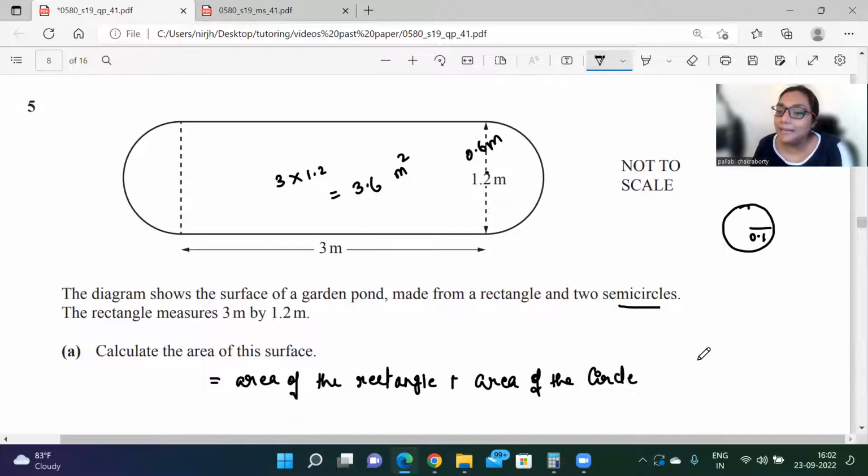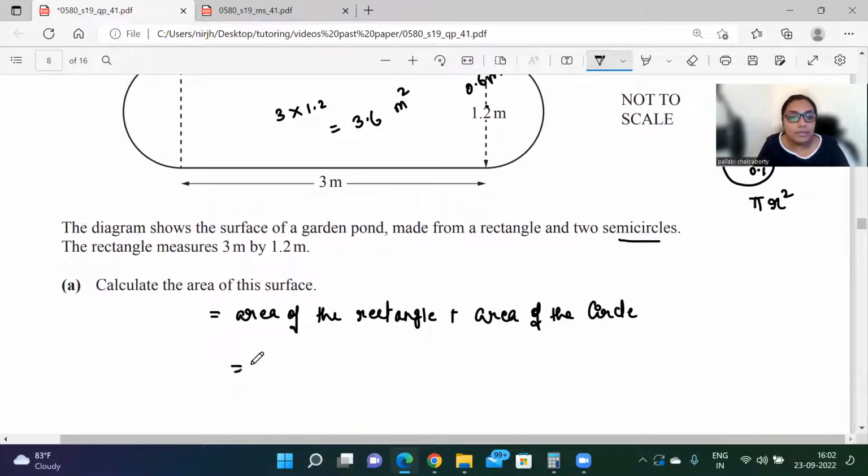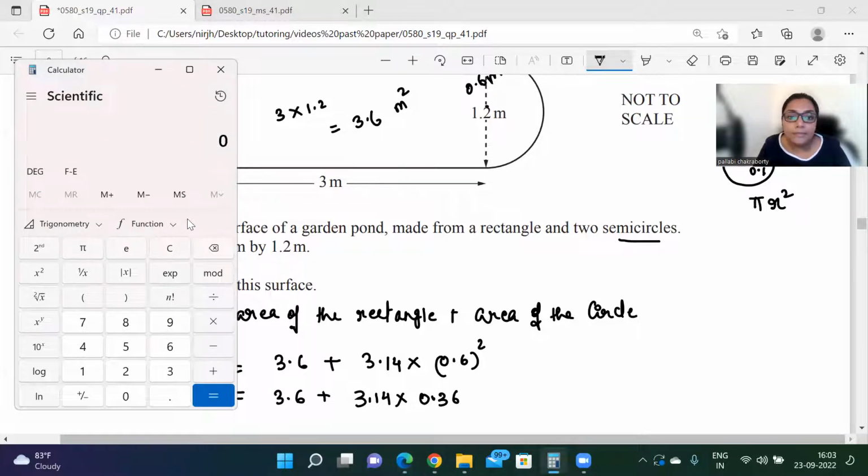What will be the circle's area? How do you find the area of a circle? Area of a circle is given as pi r square. R stands for radius over here. So what do we do? Let's find out. This is 3.6 plus pi, which is 3.14, times r, which is 0.6, and square of that, right? So this comes out to be 3.6 plus 3.14 times 0.6 into 0.6, which is 0.36. You can use the calculator as well to find that out. So you have 3.14 times 0.36 plus 3.6.